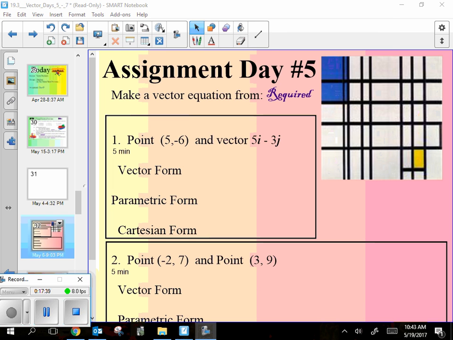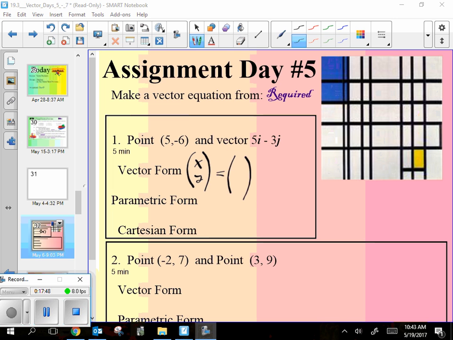If I were you, I'd start in vector form, and I'd start with x, y. Let's do this one together. Equals, and then, now what? 5, negative 6. That's a point. It's important to get that this part right here is not really a vector. That's a starting point. And then plus lambda, and then 5, negative 3. There we go. Now parametric form for it.